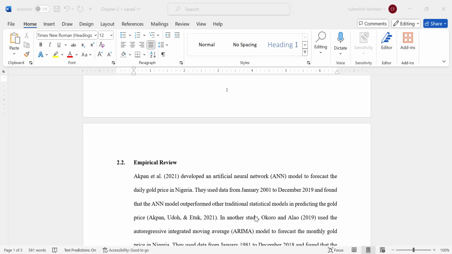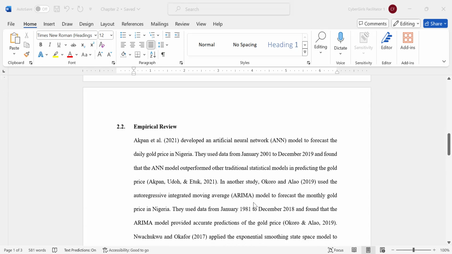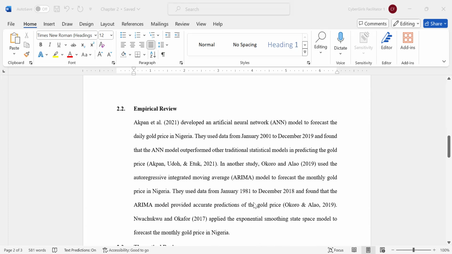So you see that in another study, Okoro and Allow used this and that. So you are just giving claims to back up what you are saying, right? And that is how your empirical review of previous works is done.